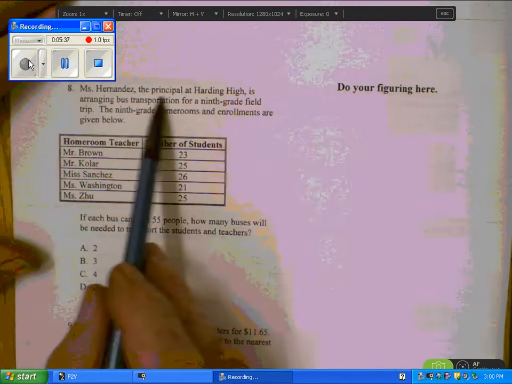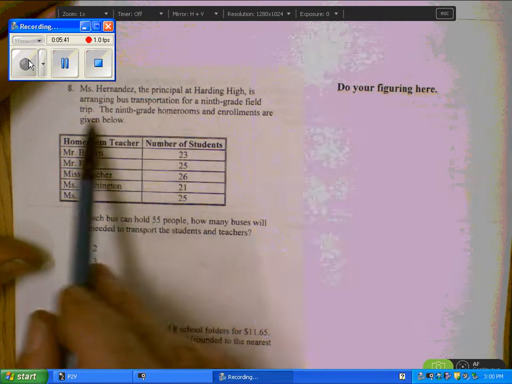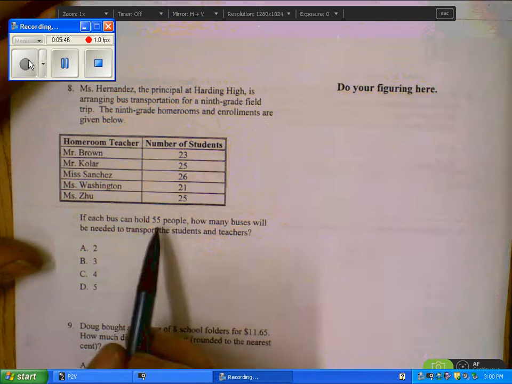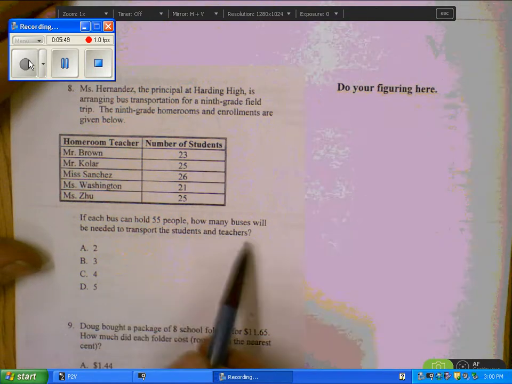Ms. Hernandez, the principal at Harding High, is arranging bus transportation for a 9th grade field trip. 9th grade homerooms and enrollments are given below. If each bus can hold 55 people, how many buses will be needed to transport students and teachers?